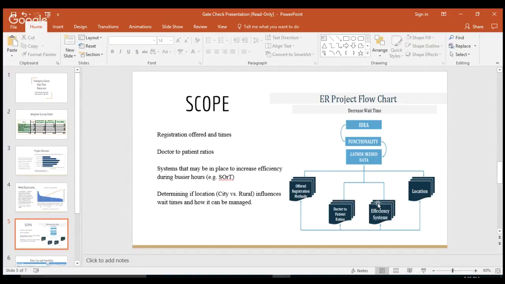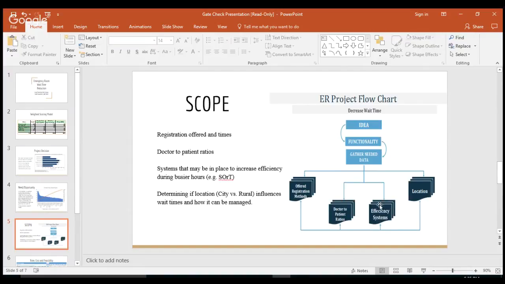One thing we wanted to look into as well was if hospitals had different types of efficiency systems. An example of this would be something called the SORT, the See, Order, and Treat program. What it does is utilize providers to examine the patient in triage shortly after their arrival at the ER. So it finds a way to move people through the clinic quicker, and therefore decreases the wait time.